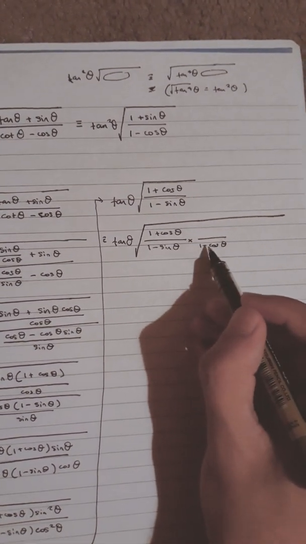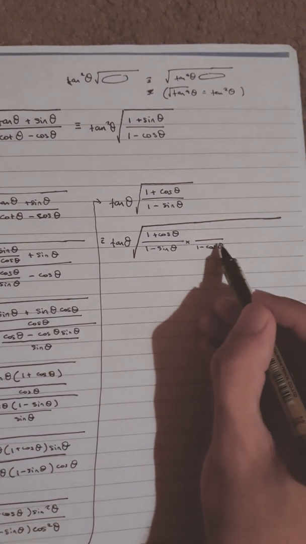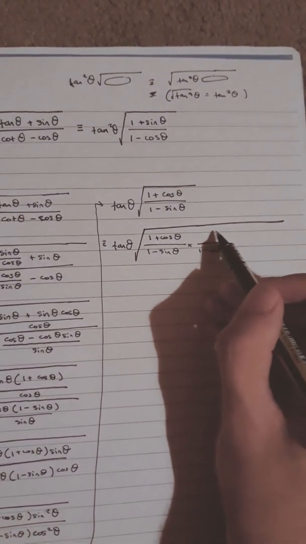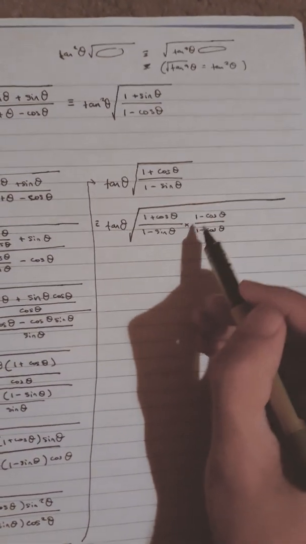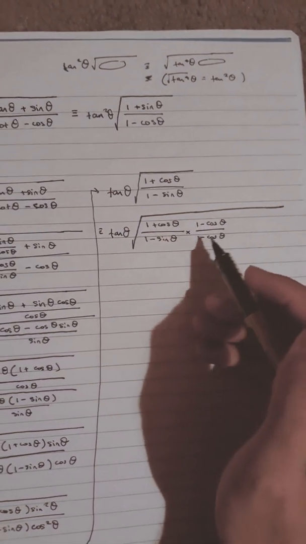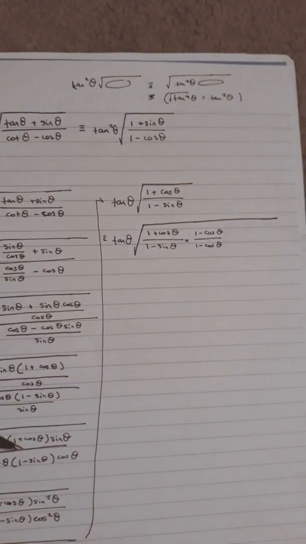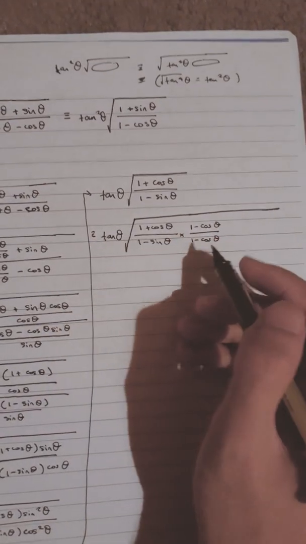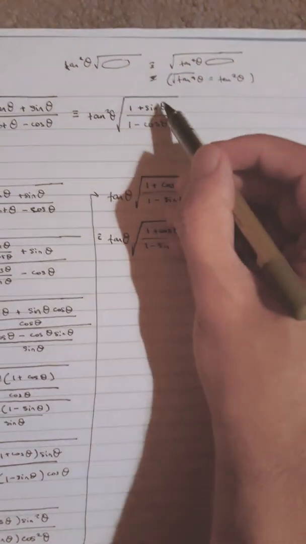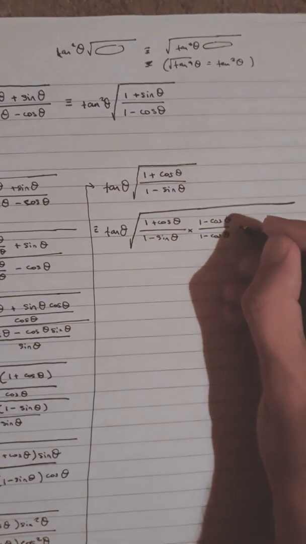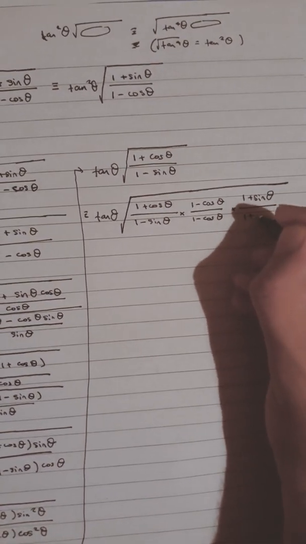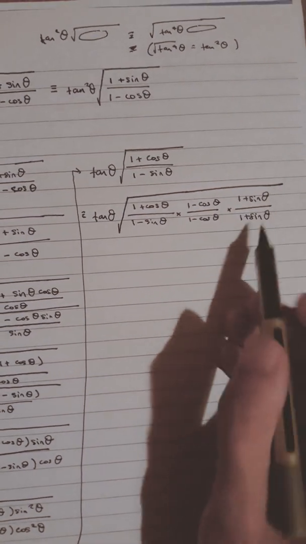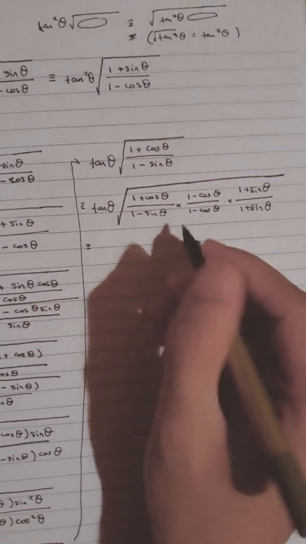So I'm going to times it with something which has a denominator of 1 minus cos theta, but obviously we can't just times it by anything here. This numerator also has to be 1 minus cos theta, because now we're essentially just multiplying by 1, and if we multiply any expression by 1, that's just going to be equal to that same expression. So we're not changing anything here, and that's good because we don't want to. And likewise, we want a numerator of 1 plus sine theta, so I'm going to multiply by 1 plus sine theta over 1 plus sine theta. And again, we're not changing anything here.